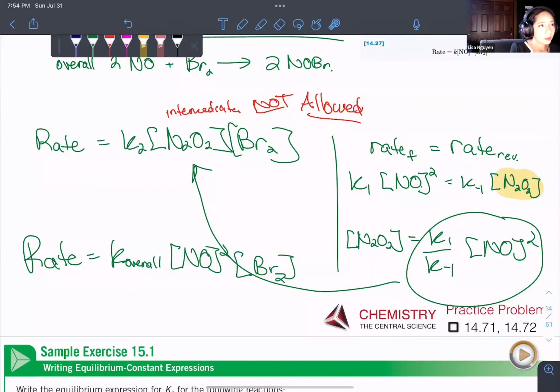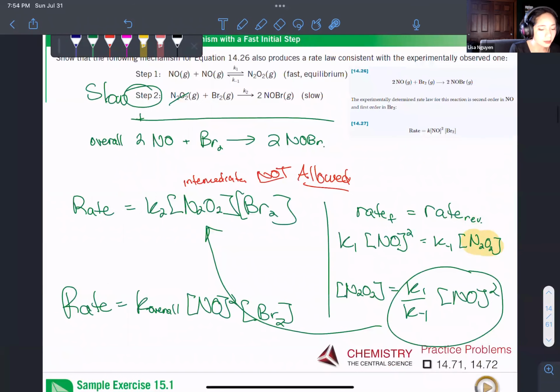So that's how you approach a slow second step type of reaction. That slow step dictates the overall reaction rate, but you need to make sure that there are no intermediates there. So you might have to use the fast equilibrium step to get rid of that intermediate.